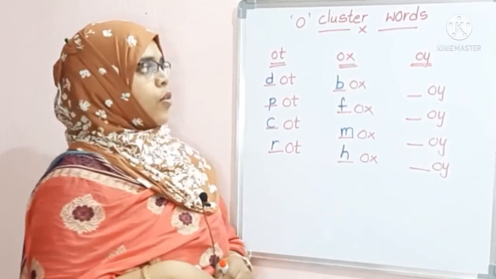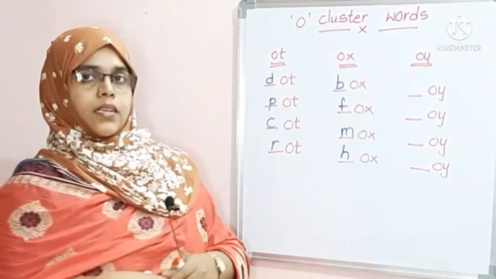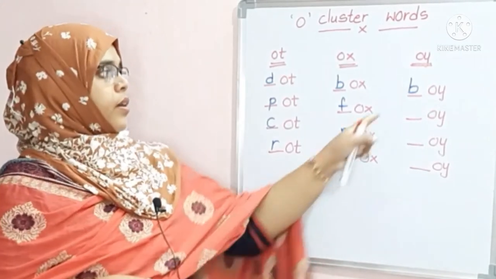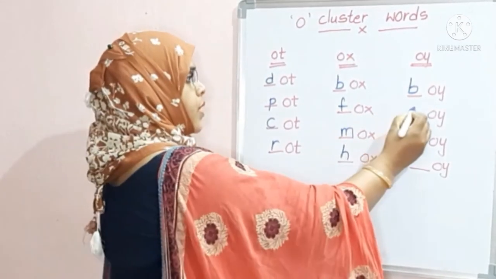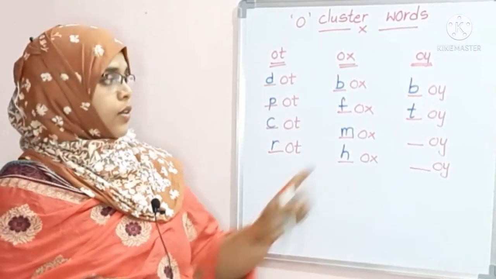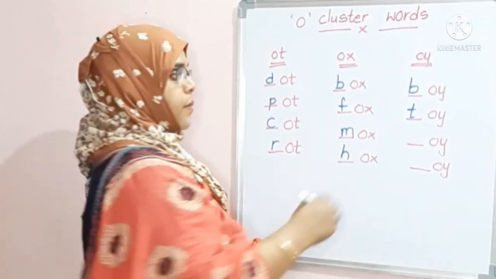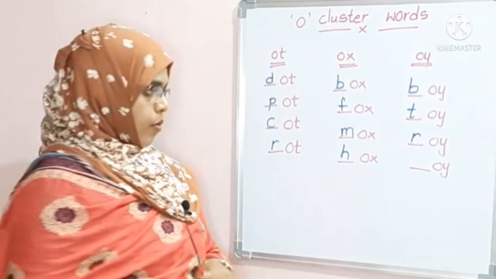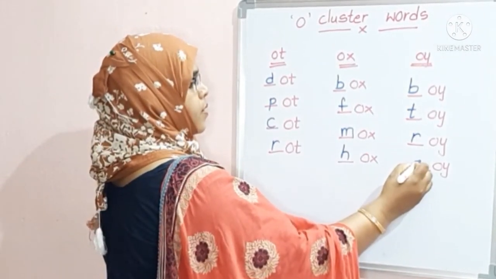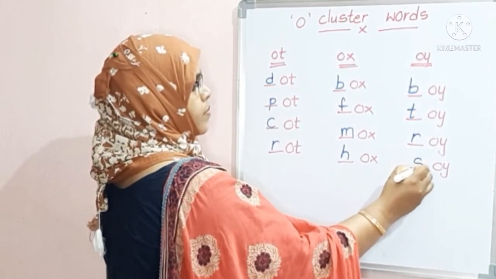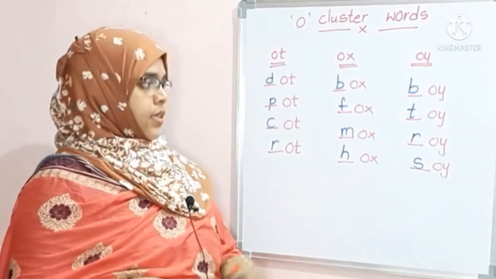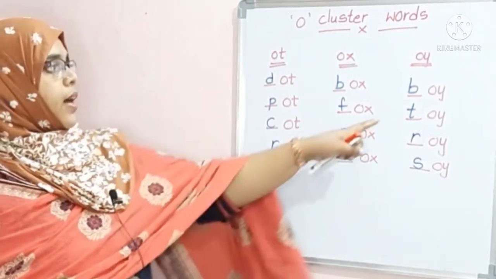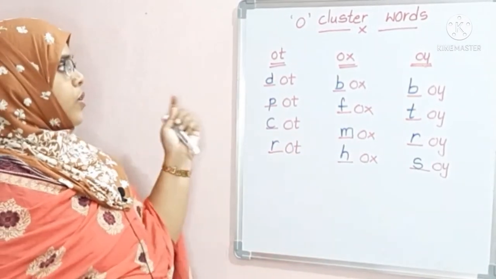Now we have the OY cluster. If you write letter B here, B, OY will be boy. T, OY will be toy. R, OY will be Roy. Sound of S is S, S, OY, soy. So here we have boy, toy, Roy, soy. These are the O cluster words.